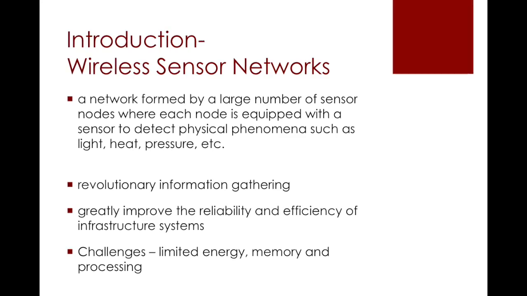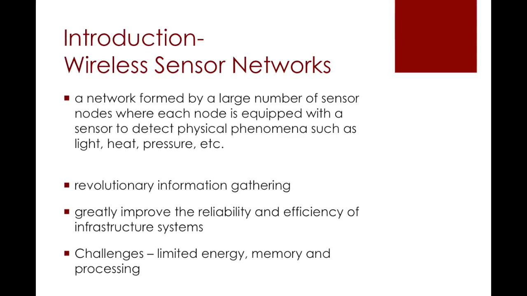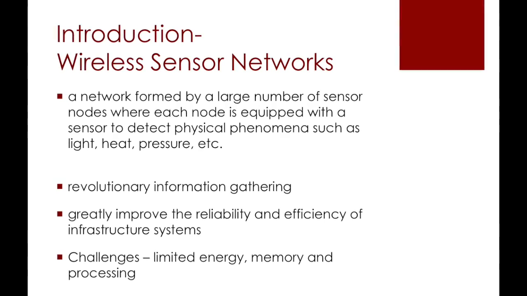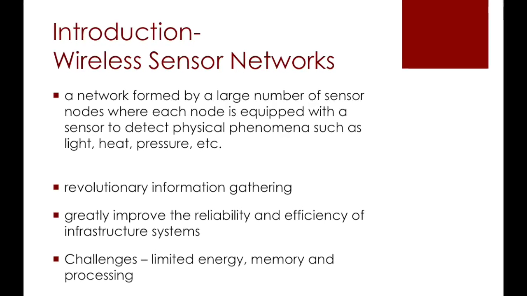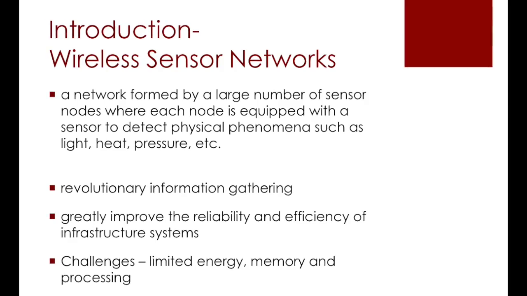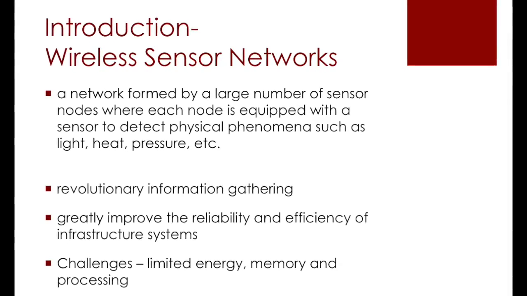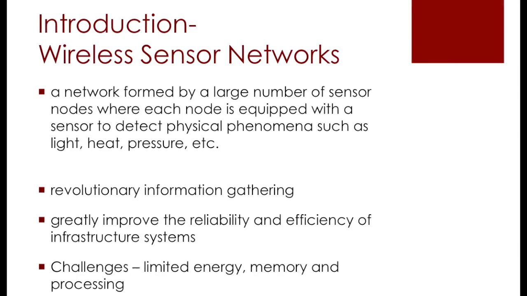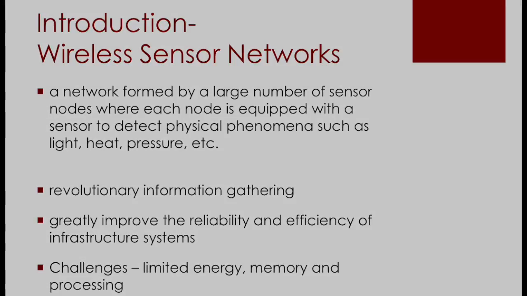The main challenge of a wireless sensor network is that, unlike a wired network which has a full-time power supply and huge memory and processing power, wireless sensor nodes on the other hand have limited energy, memory and processing power because they have to be cheap to be deployed at so many places.